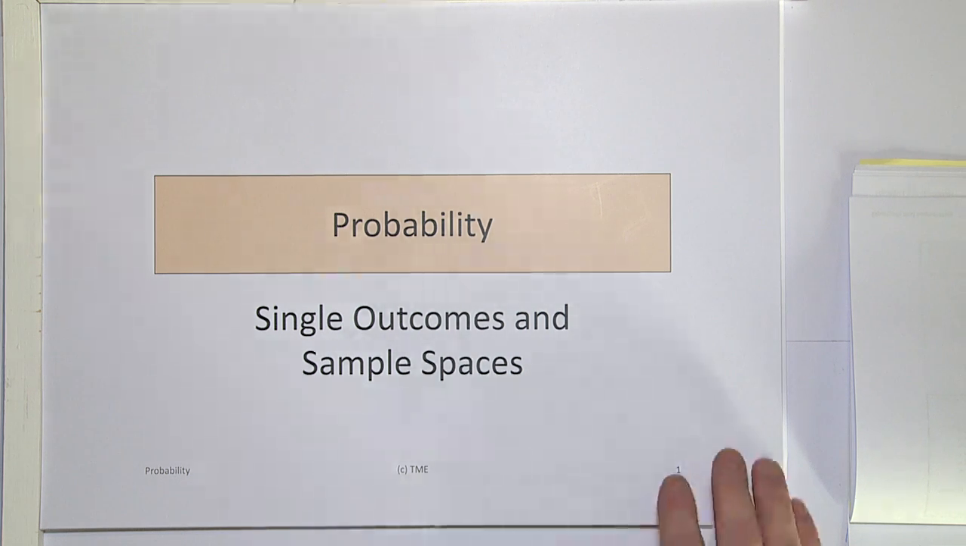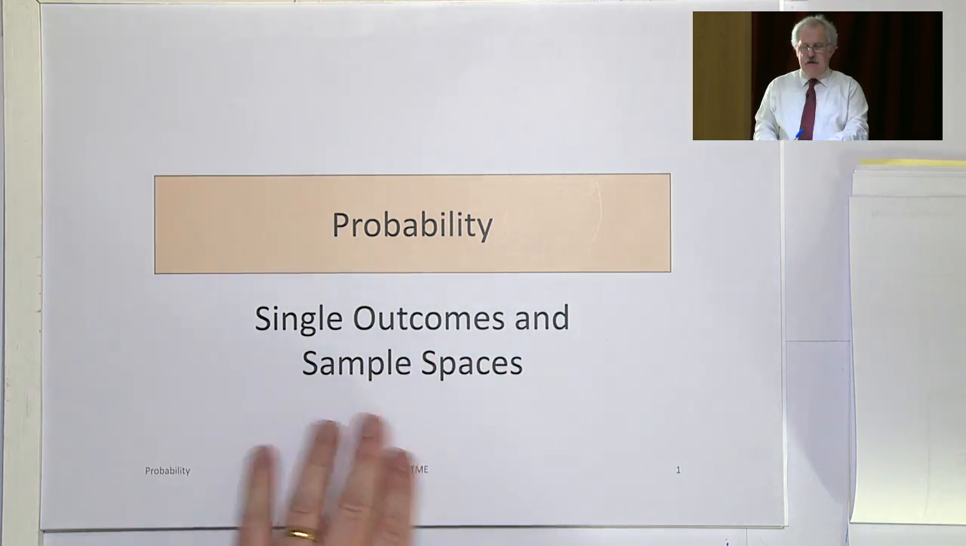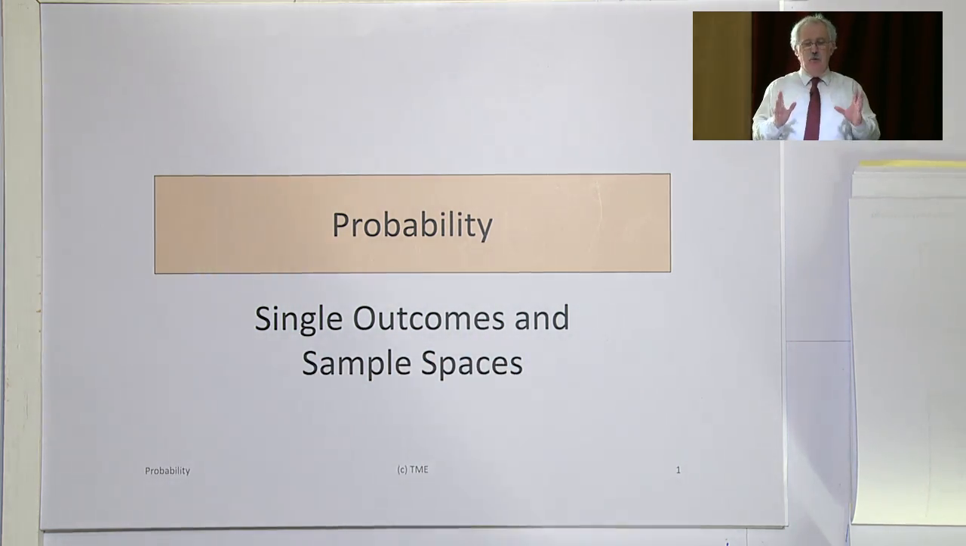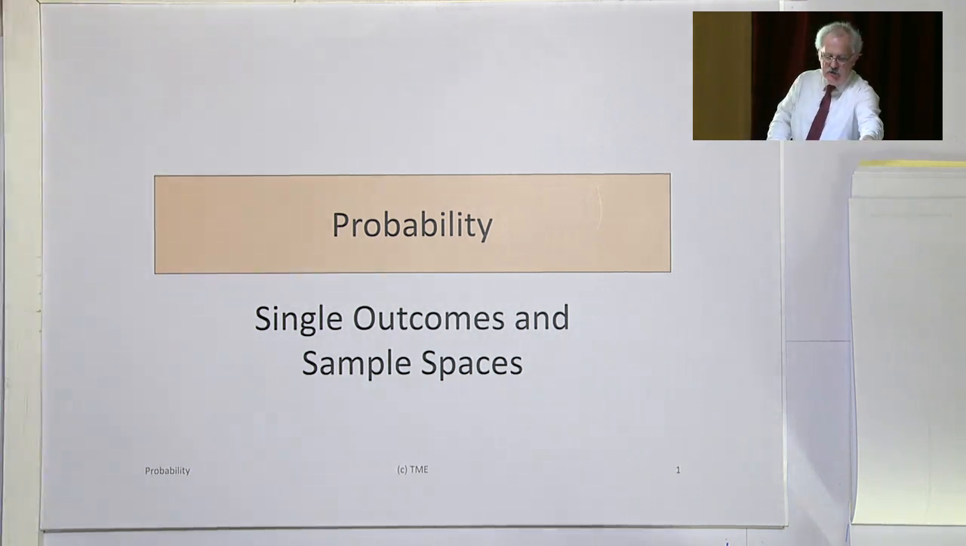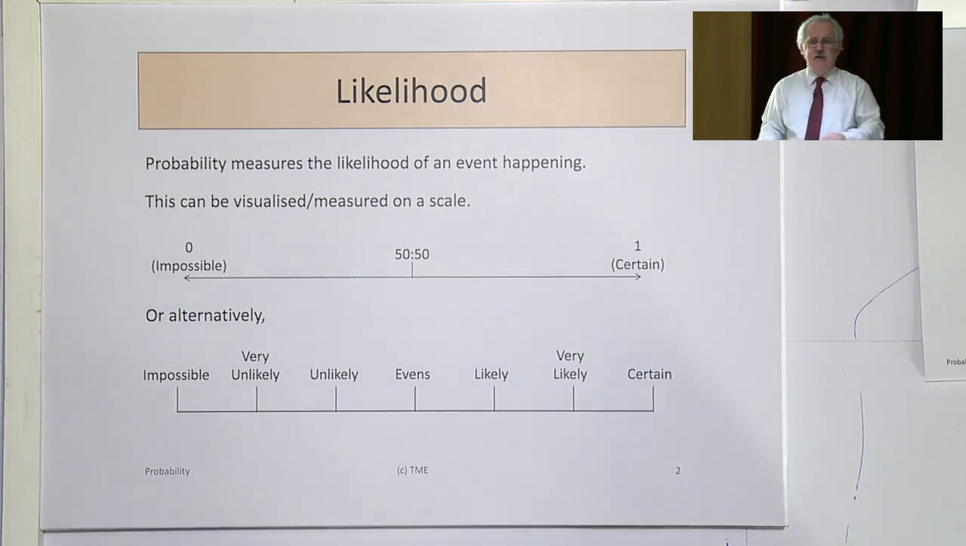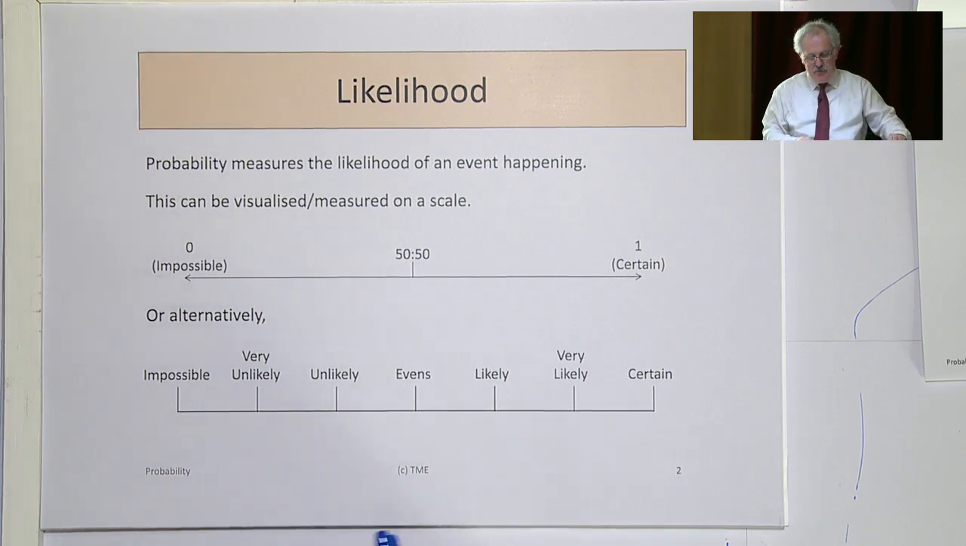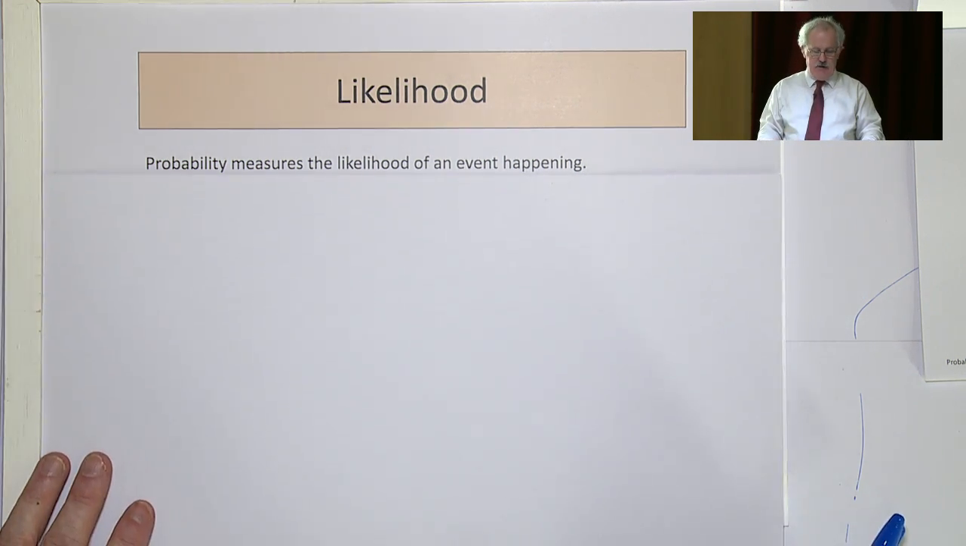So this session is on probability, and this part of it is on single outcomes and sample spaces, where there's only one thing happening. What's the chance of one thing happening, not two? So let's start with what probability is. It's measured in terms of something being likely or not, the likelihood. Probability measures the likelihood of an event happening.